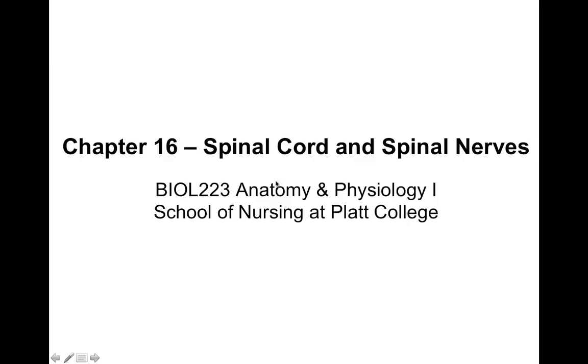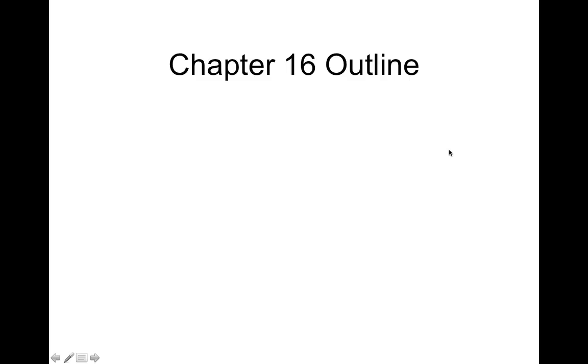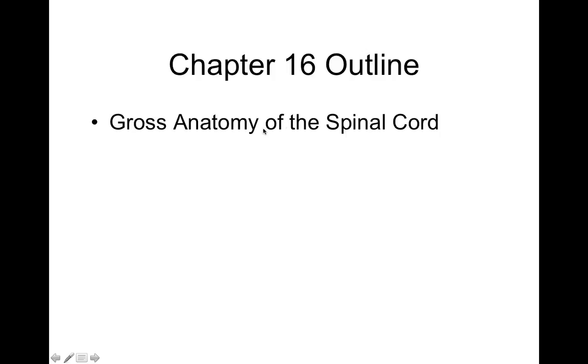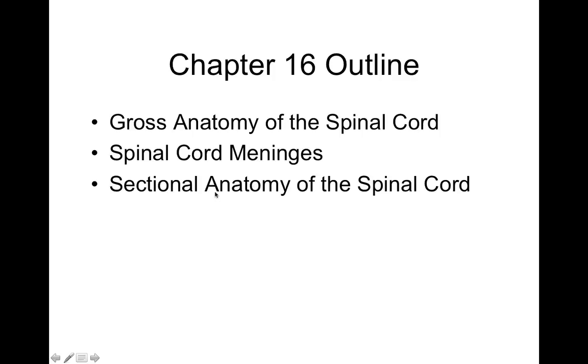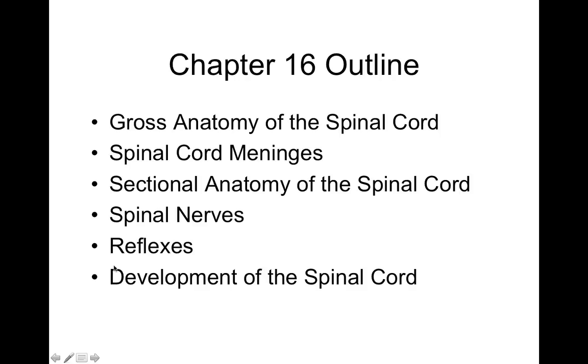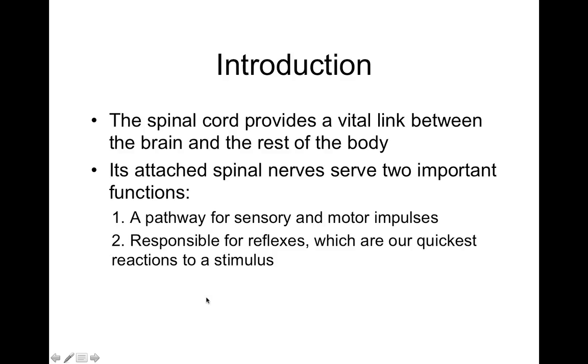Chapter 16, we're going to talk about the spinal cord and spinal nerves. So in this chapter, we're going to start with the gross anatomy of the spinal cord. Talk about the spinal cord meninges. You know, the meninges are on the spinal cord, like dura, arachnoid, and pia mater. We'll go through the cross-sectional anatomy of the spinal cord and the functions of those regions. Then we'll talk about some of the spinal nerves that emerge from the spinal cord and get into a little bit on reflexes, as well as the development of the spinal cord.